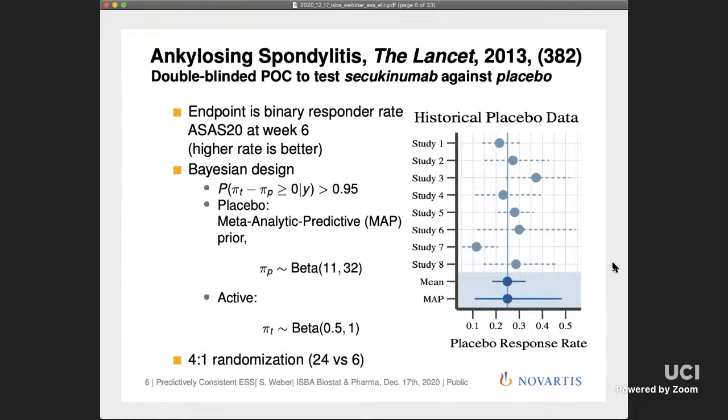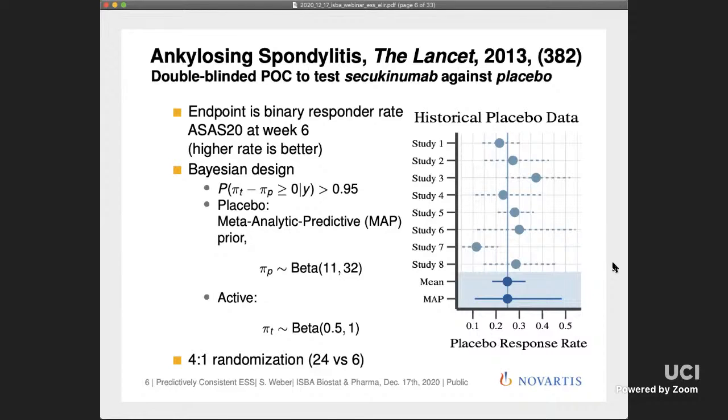So for placebo, a relatively informative prior was used, and for active, a non-informative prior was used, which you see here. And because the team felt very confident in their prior information, they used a 4-to-1 randomization and conducted the trial with 24 compared to 6 patients.